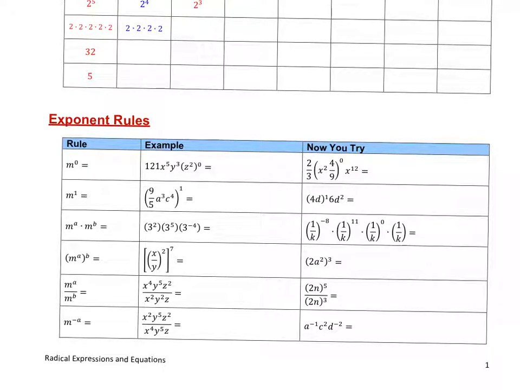Anything to the 0 power is 1. So when I do this problem, I'm going to get rid of that because it's all 1, and we multiply all of this times 1, it's just itself. So 121, x to the 5th, y to the 3rd.